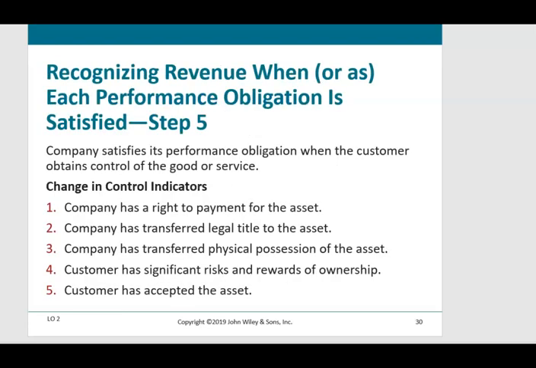Our last step, step 5, is just a series of facts related to how we know that we've satisfied our performance obligations. GAAP says the main indicator is when control shifts from the seller to the customer. And here are some indicators of a change in control. The company has the right to payment for the asset. This is the seller, of course. The company has transferred the legal title to the customer. The company has transferred physical possession of the asset. The customer has the significant risks and rewards of ownership, and the customer has accepted the asset. So this transfer in control usually indicates that this performance obligation is satisfied and it's time to recognize the revenue.